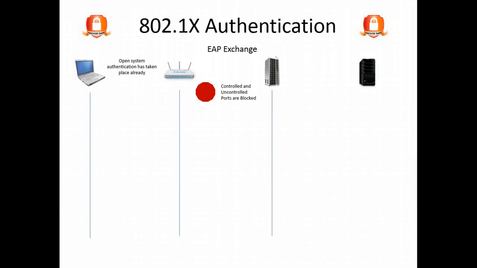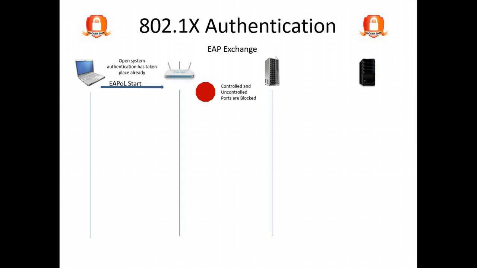If you look here in the upper left-hand corner, we're assuming open system authentication has taken place. You see your access point, your authenticator, and this big red stop sign where the words controlled and uncontrolled ports are blocked. Those are virtual ports on the access point that are used to protect the network from unauthorized traffic. We're going to put those ports in play and explain them in just a minute, but we're going to start out first with our very first frame, and that is an EAPOL start frame.